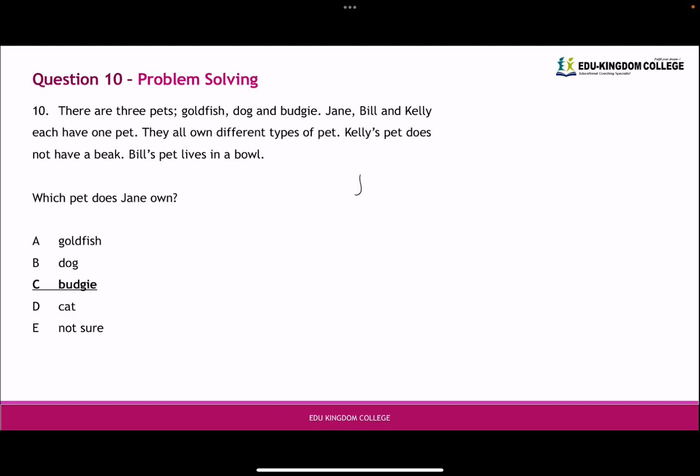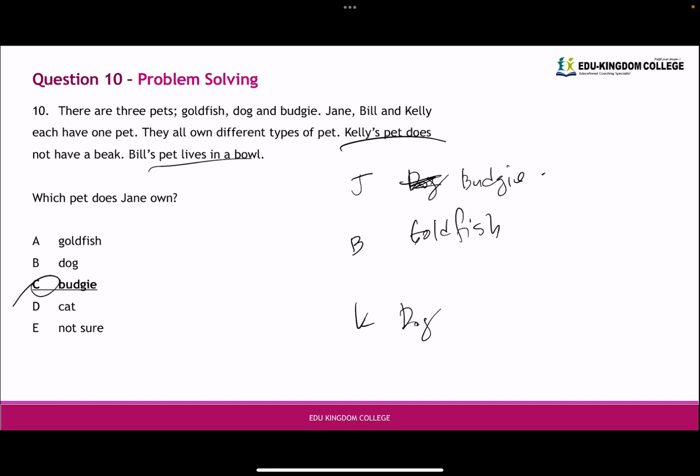Last question. So we have Jane, Bill, Kelly. So Bill's pet lives in a bowl, so it's a goldfish. Kelly's pet doesn't have a beak, so it must be the dog. Oh, sorry, Kelly's down here, so the dog. And then Jane's pet must be the budgie. Okay, the last one out, so part C.